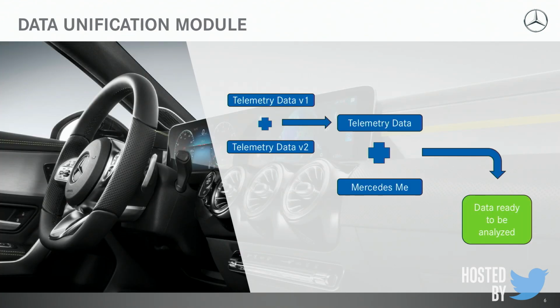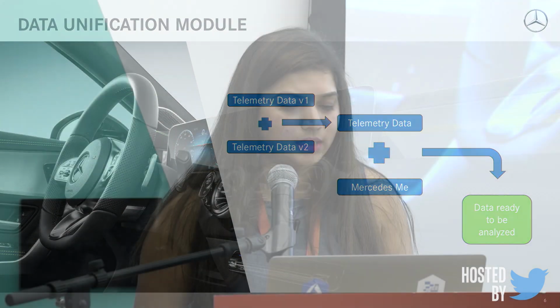So now talking just about the data unification module. I've taken a small example here. So we receive telemetry data version 1. Let's say that this is coming from one of the Mercedes-Benz models, which is the E300, and telemetry data version 2, which is coming from another model, the SUV GLE. So what we do is we combine all of this data together, and then we create one data store which we call telemetry data.